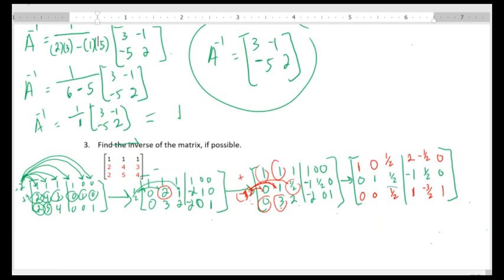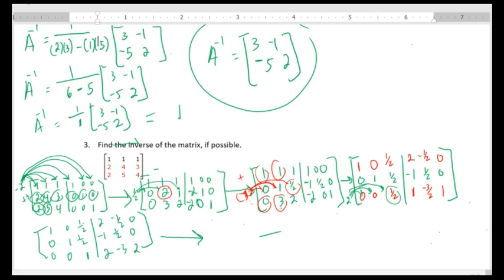The next thing is we want to have a 1 down here. So I'm going to multiply this by 2. But I'm not going to change the first row, and I'm not changing the second row. So the third row, 2 times 0 is 0. 2 times 0 is 0. 2 times a half is 1. 2 times 1 is 2. 2 times negative 3 halves is negative 3. 2 times 1 is 2.